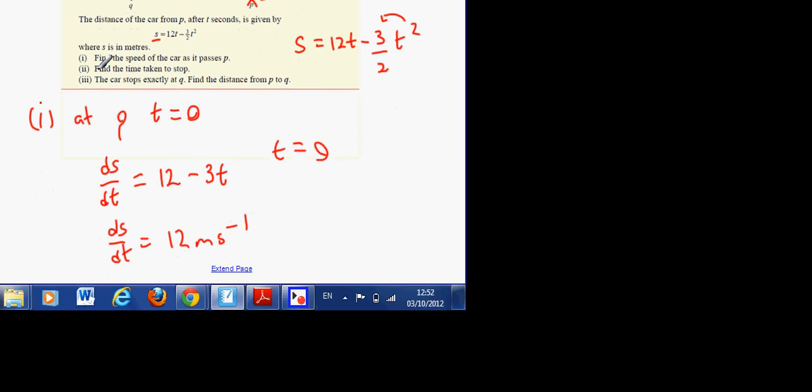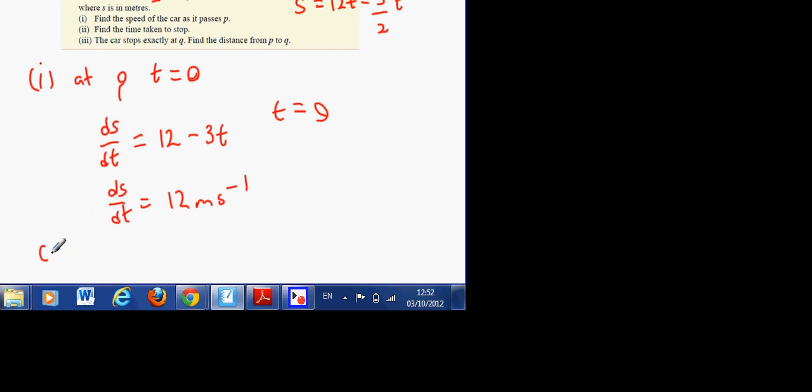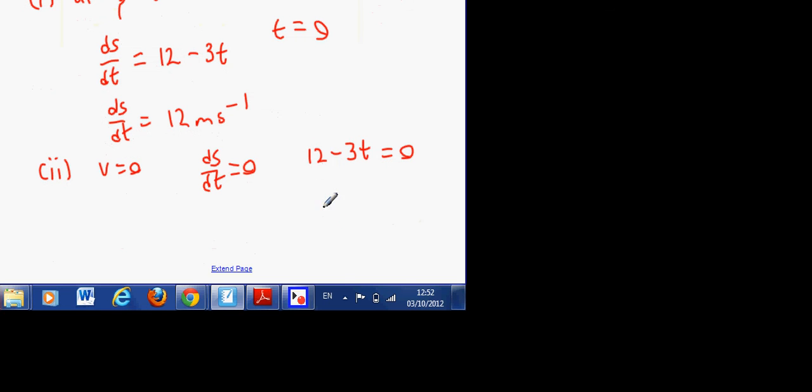The next question is, find the time taken for the car to stop. The time taken for the car to stop is when dS/dt equals 0, because your velocity is 0 when you stop. Therefore dS/dt must be 0, which means 12 minus 3t must be 0. What time will give you 0 there? 3t will equal 12. Move the 3t over, t equals 12 over 3, which is 4. 4 what? 4 seconds.